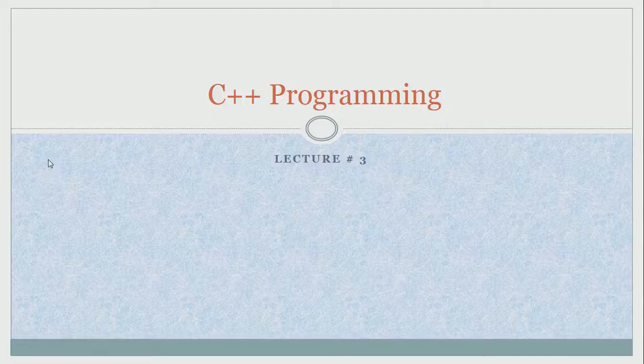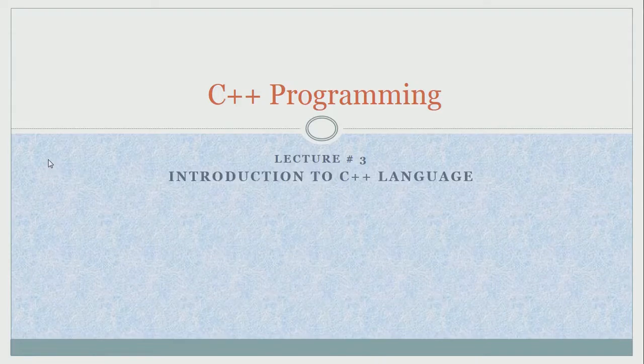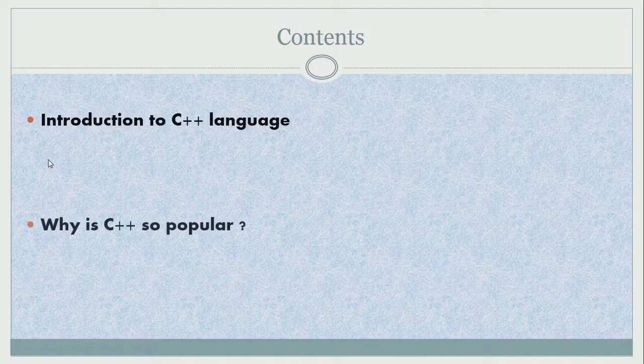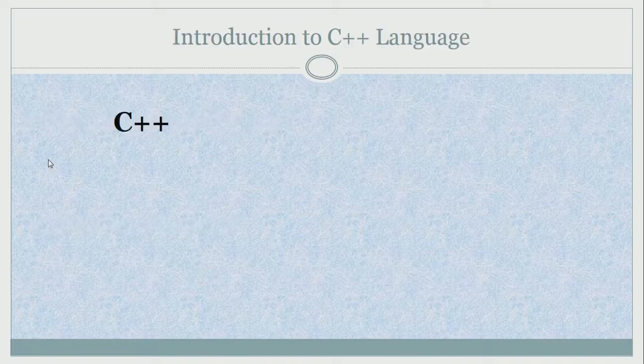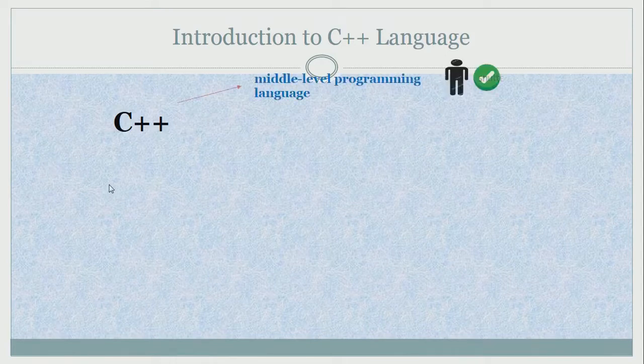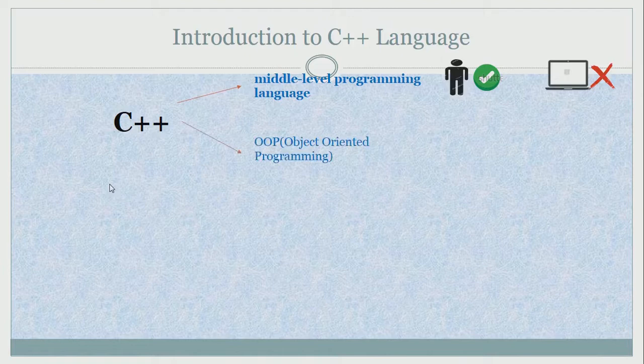We have enough foundation of a computer system and its languages. We will look at the introduction to C++ language, why it is important, and what are its benefits. So in today's lecture, we will discuss introduction to C++ language and why C++ is so popular. C++ is the only middle-level language, meaning easy for humans and difficult for computers. Plus, it supports object-oriented programming.